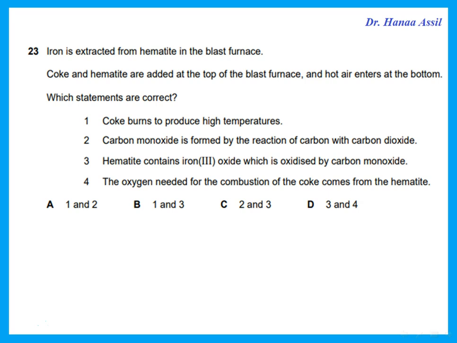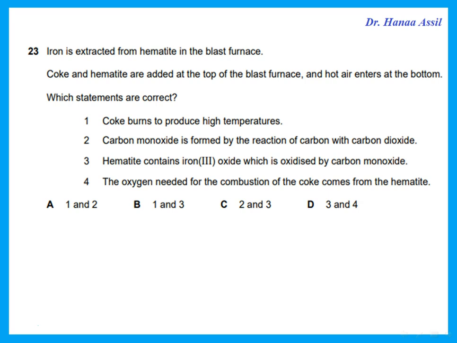Iron is extracted from hematite in the blast furnace. Coke and hematite are added at the top of the blast furnace and hot air enters at the bottom. Which statements are correct? Do you remember the reactions that happen in the blast furnace? Well, statement 1 says coke burns to produce high temperatures. Yes, that is actually the first reaction that happens in the blast furnace.